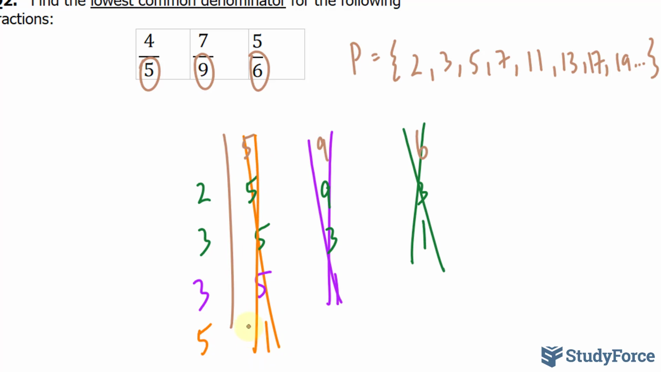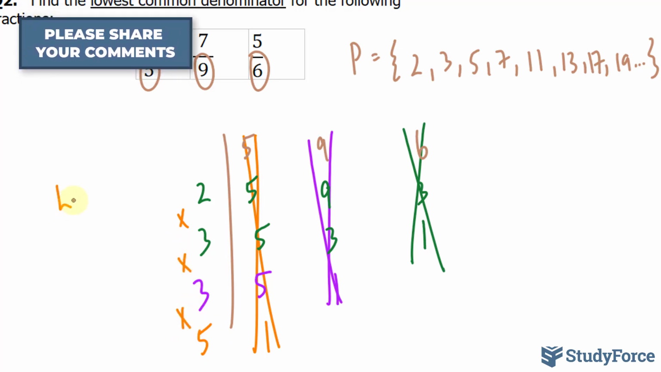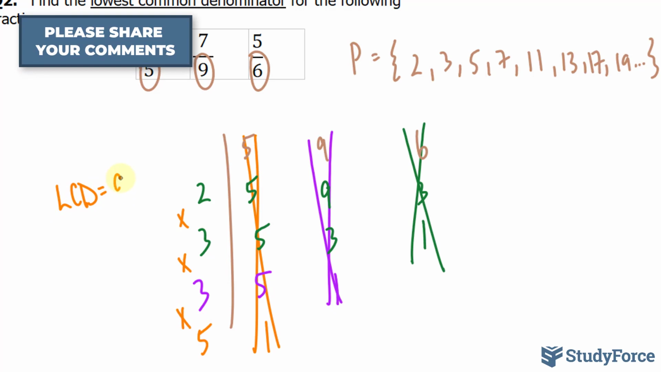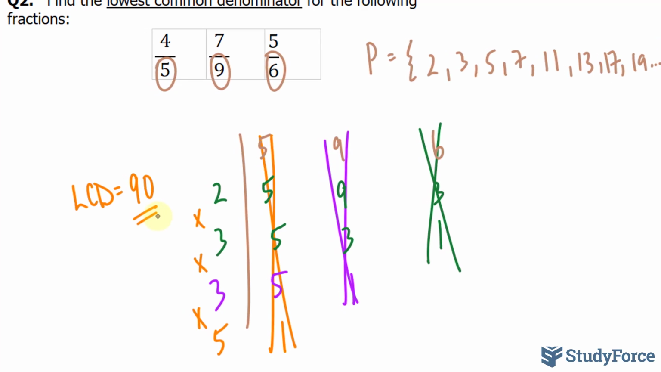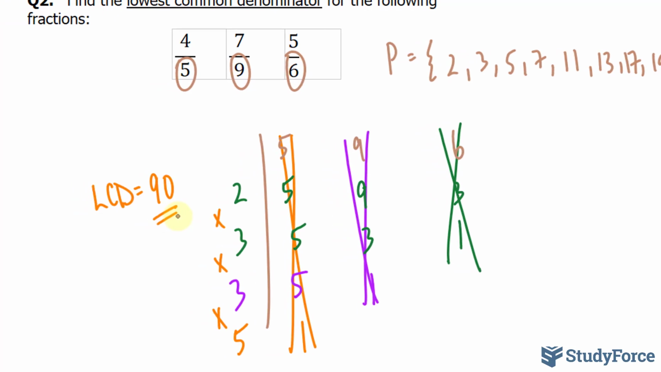That becomes a 1, and so we multiply 2 times 3 times 3 times 5 to get our LCD. And it happens to be 90. So the first instance where 5, 9, and 6 will meet, the first multiple that is common must be 90. And then comes 180, 270, 360, and so on.